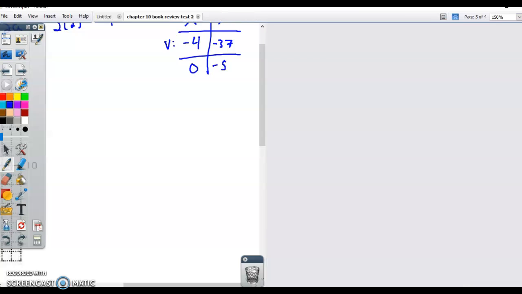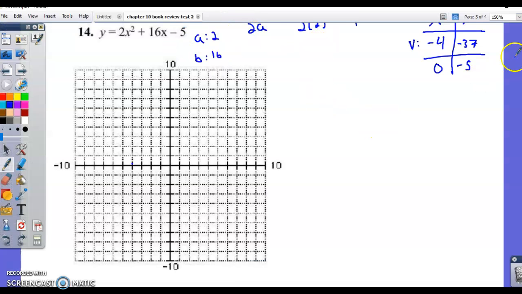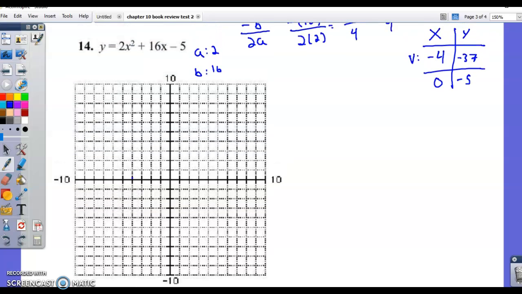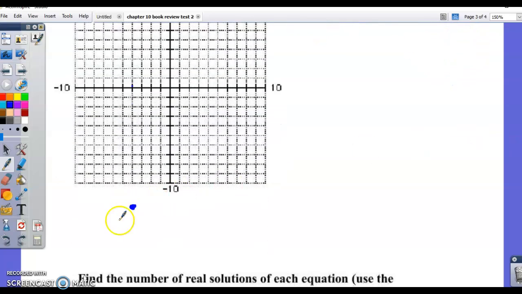And let me make this bigger. And negative 37 is going to be way down here. So negative 4, negative 37. What I'm going to do, again, because this is by ones and this is by tens, I'm just going to go down here. I'm going to put a dot. And I'm going to label my vertex. So negative 4, comma, negative 37.